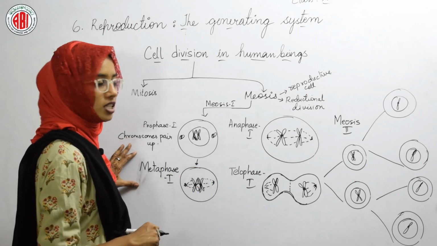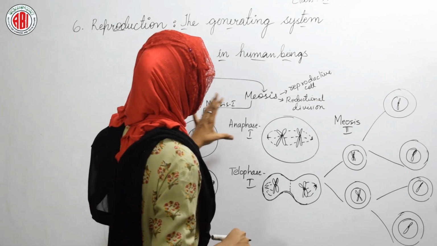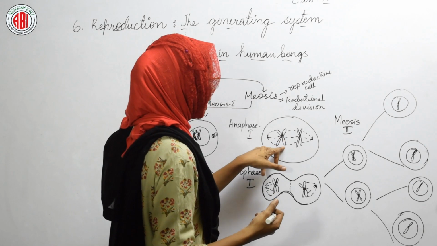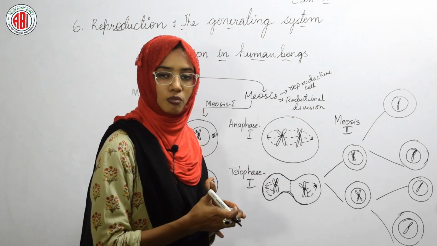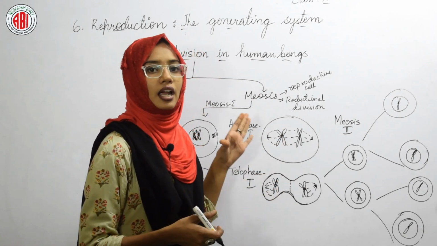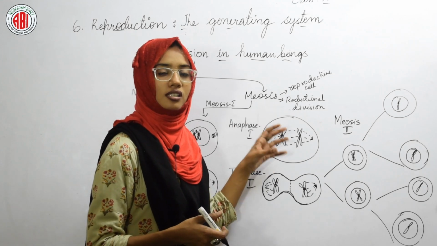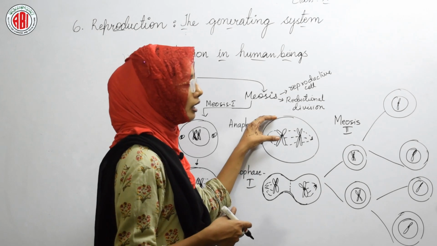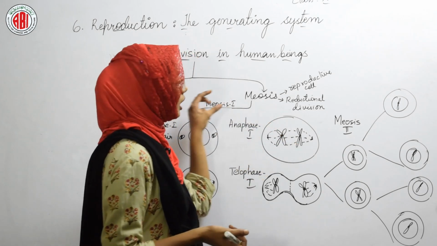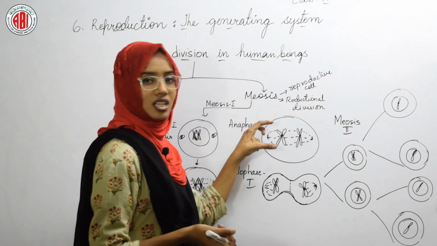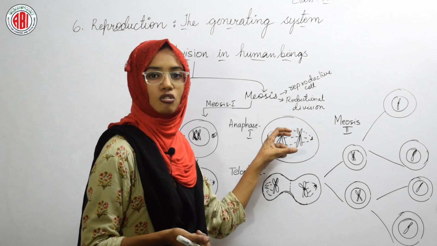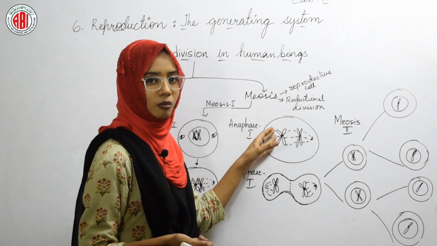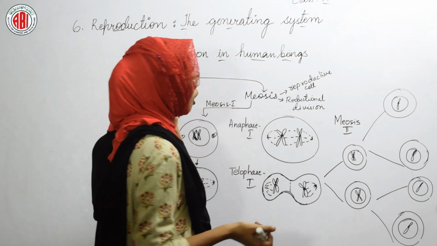called metaphase 1. And then anaphase 1 starts, and in this phase the spindle fibers contract the centromere of the chromosomes, and due to this contraction the centromere divides and the chromosomes move apart and come to the opposite poles. So, in anaphase we can see that the division of the centromere takes place and the chromosomes move apart from each other to the opposite poles.